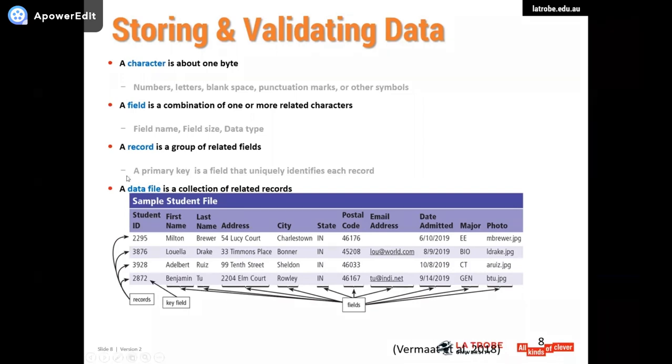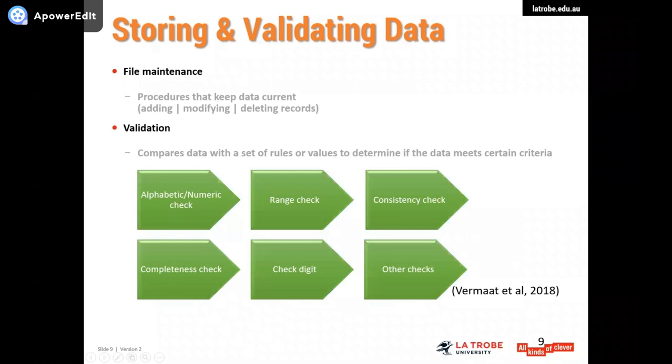Then there is the data file. A data file is a collection of related records. It consists of several records together to form a whole data file. That is all about storing our data in an organized way.